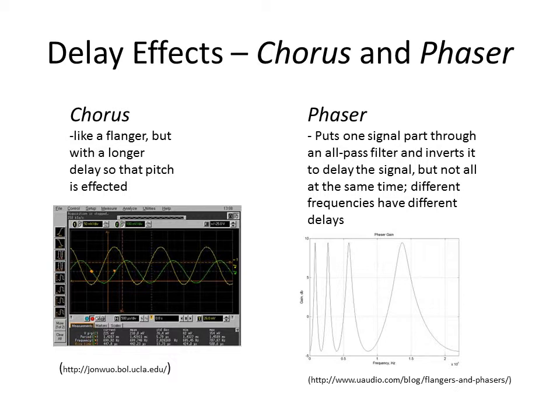A phaser is like the flanger, but it delays the signal a little bit differently. Here it's going to put one signal part through an all-pass filter and then invert it to delay the signal. But it's not going to happen all at the same time. Different frequencies are going to have different delays. So you get a slightly different effect from the flanger.